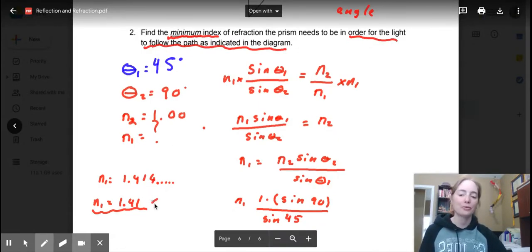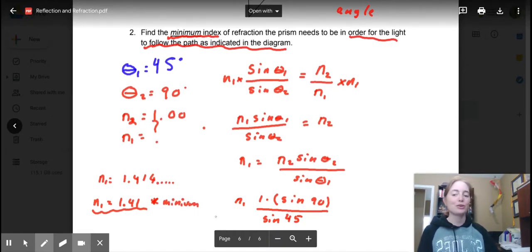Now, once again, remember, this is the minimum value for N. Because in order to get total internal reflection, the N value has to be higher than that of the critical angle scenario. Okay, so ladies and gentlemen, I hope you guys enjoyed that.